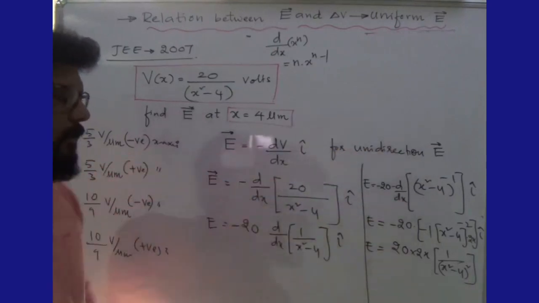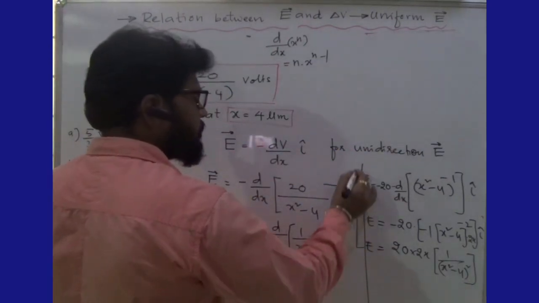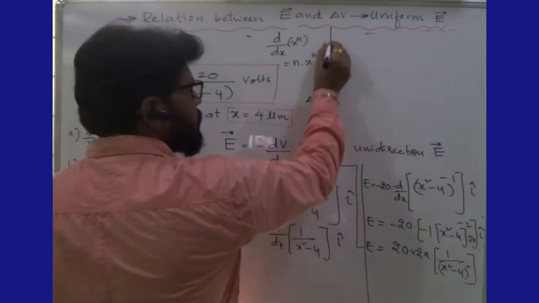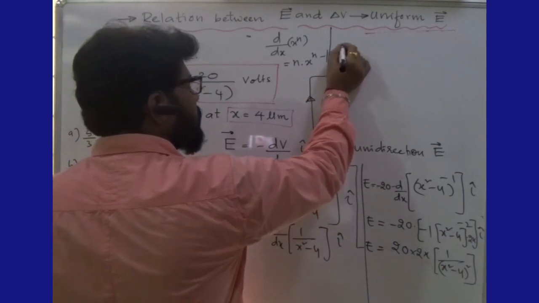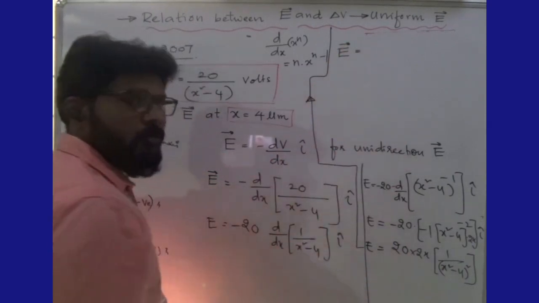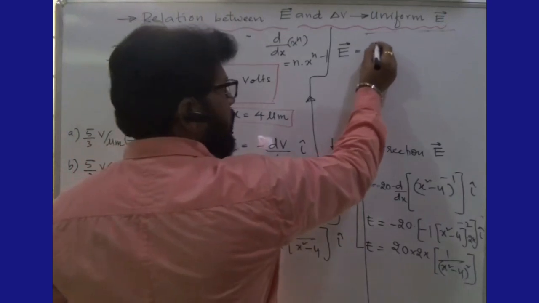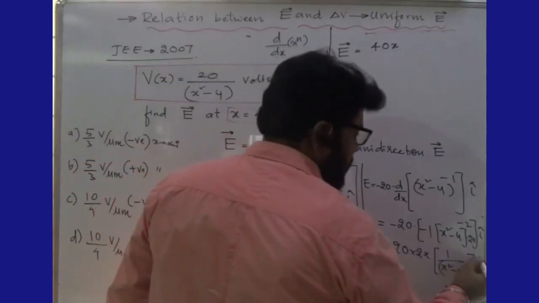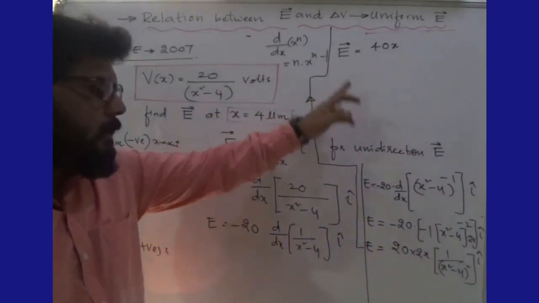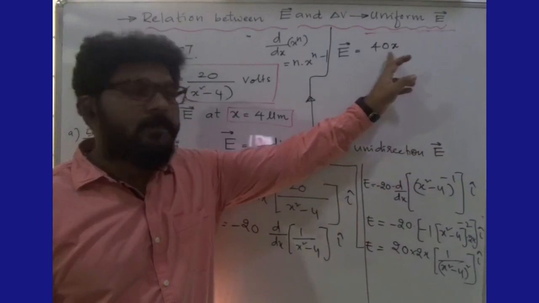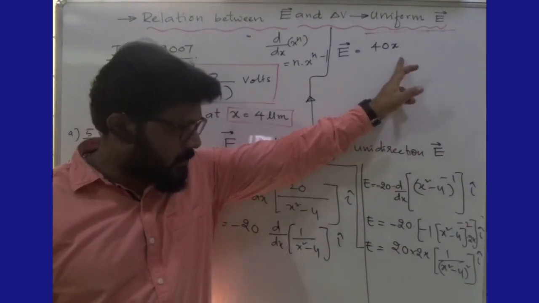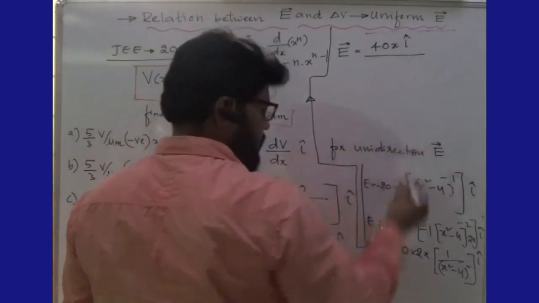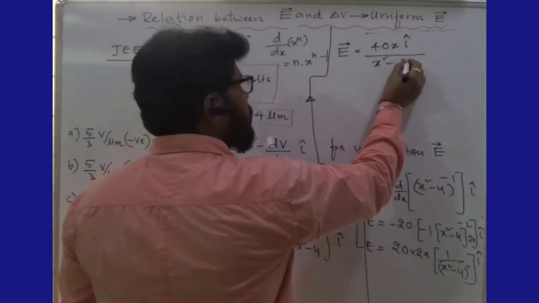Now I am taking that above. Now E is equal to, what can I write? 20 into 2 is nothing but 40x. Am I right? I cap is there already. So 40x into I cap is in the numerator, divided by x square minus 4.